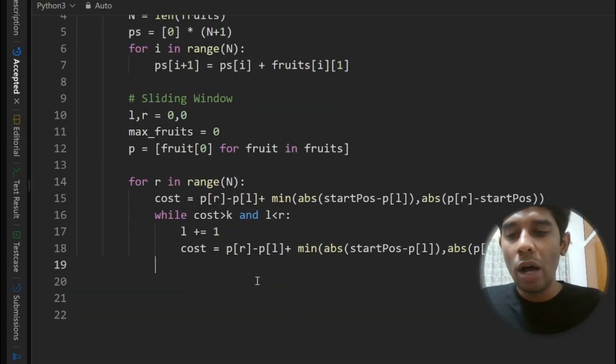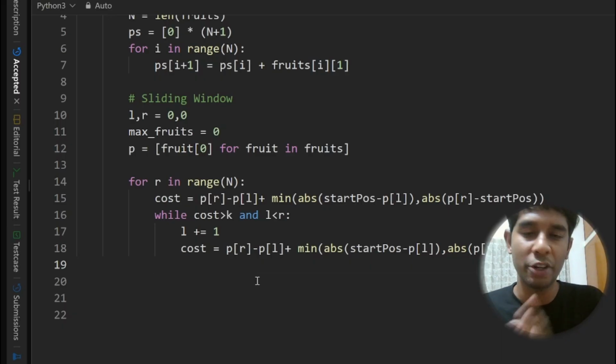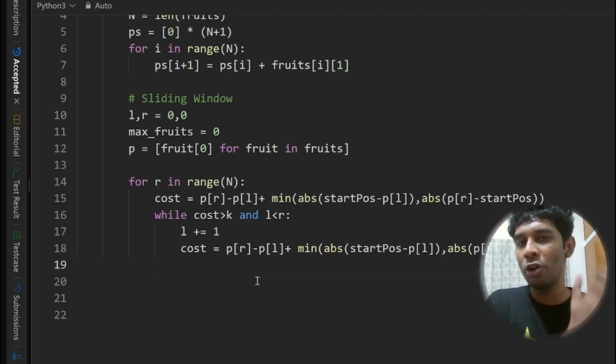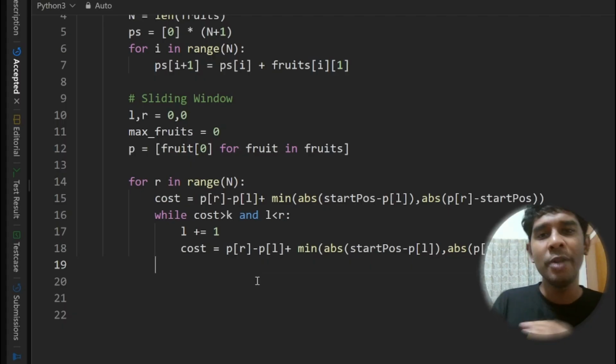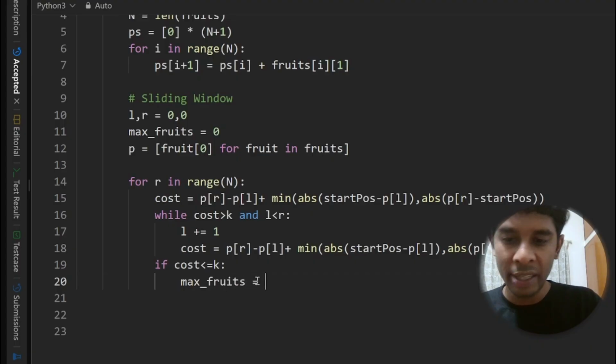Right? After this, hopefully your cost will be valid, but it's still not 100% sure that your cost will be valid, because there are some cases where no matter how long or where your sliding window is, you'll never have enough k to reach that point. So all the costs will be invalid. So we definitely have to check if cost is less than or equal to k. Only then can we update our max fruits. So max fruits is equal to max of max fruits.